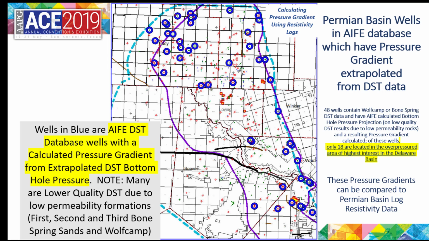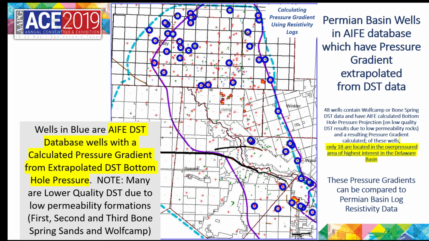Okay, in the Delaware Basin, there's the American Institute of Formation Evaluation database of drill stem test evaluation, where they have extrapolated what the pressure gradient is from drill stem test data. And that's the distribution of these wells that we purchased, that Rose Hill purchased from the AIFE database. So, AIFE database wells with calculated pressure gradient from an extrapolated drill stem test bottom hole pressure.